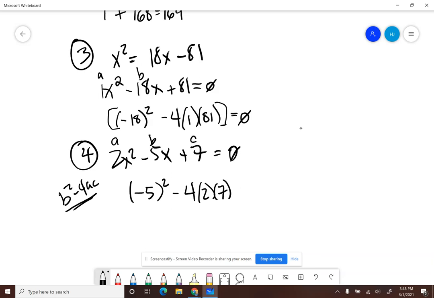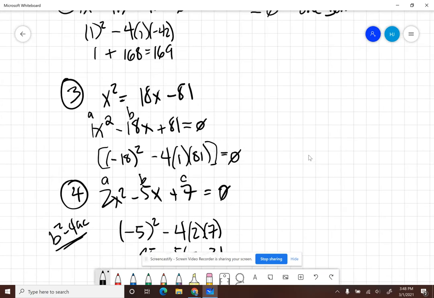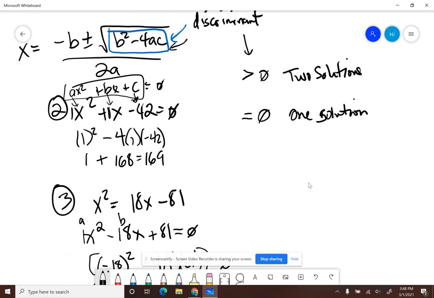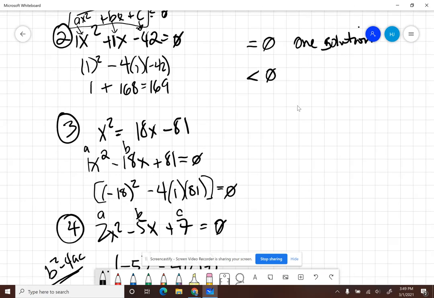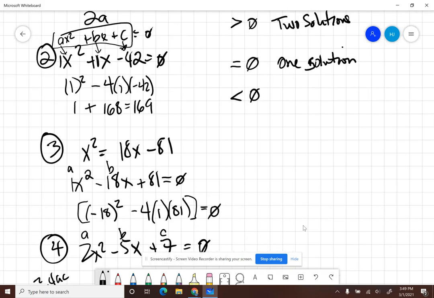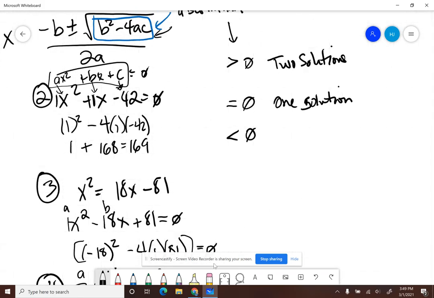So let's take a look at what happens. Negative 5 squared is 25. Negative 4 times 2 is 8. And negative 8 times 7 is negative 56. So I actually end up with a final answer of negative 31. I wonder what kind of solutions that's going to give me, because think about this. Up here, greater than 0 was 2 solutions. Equal to 0 was 1 solution. Now I come up with something that is actually less than 0. I come up with a negative number, negative 31. I wonder what's going to happen with this particular graph and if we're going to have a solution. So let's go ahead and see.